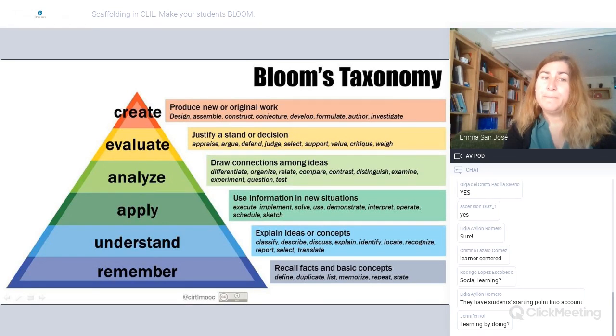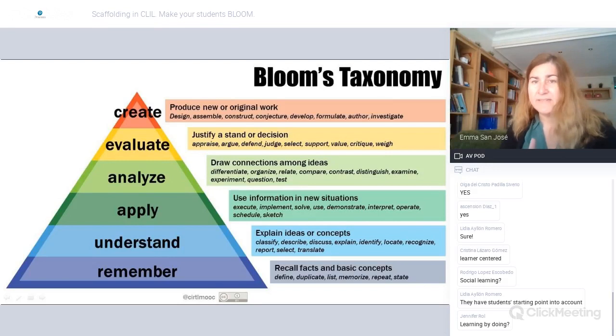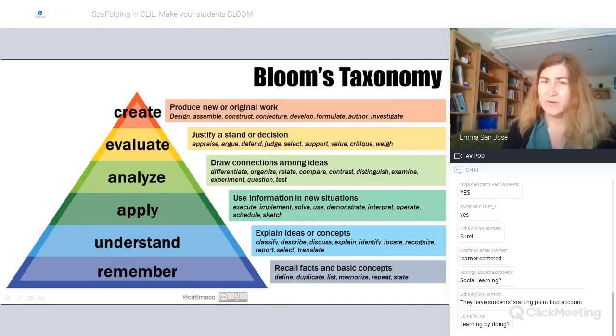Moving up in the pyramid, we've got evaluate. Now, be careful with evaluate. Evaluate is not assess. Okay, here we're not talking about exams. We're not talking about tests. We're not talking about them giving us information. Evaluate is what you do with that information that you've got in our brain.